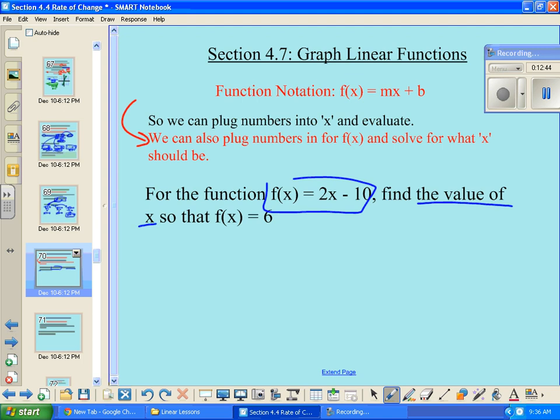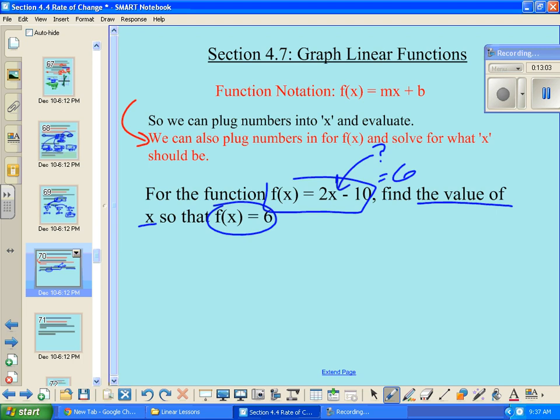We're looking for what x could be so that the function will equal 6. I want to know what number I can plug in for x that will end up equaling 6 for an answer once I multiply by 2 and minus 10. This is something different than what the previous page was asking.